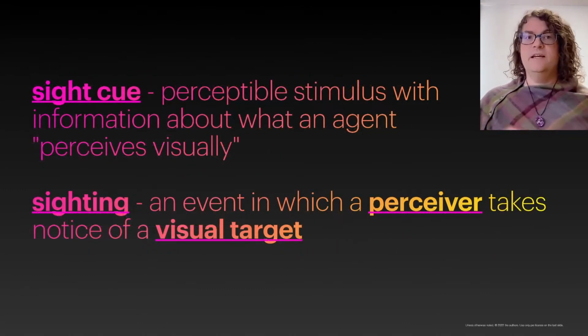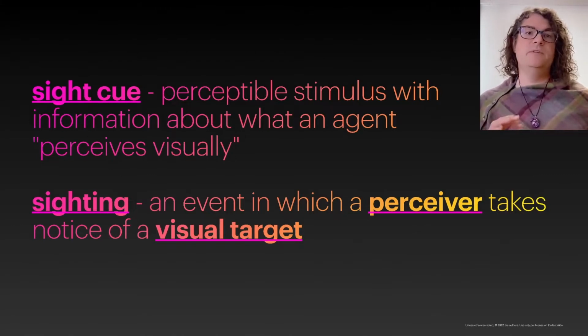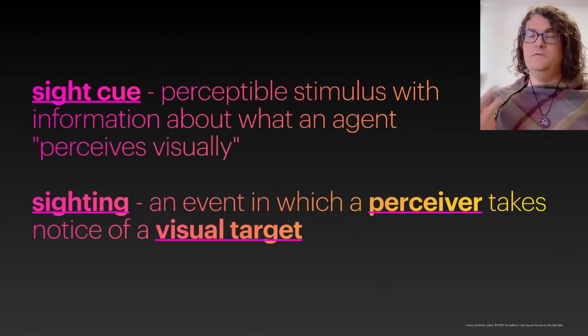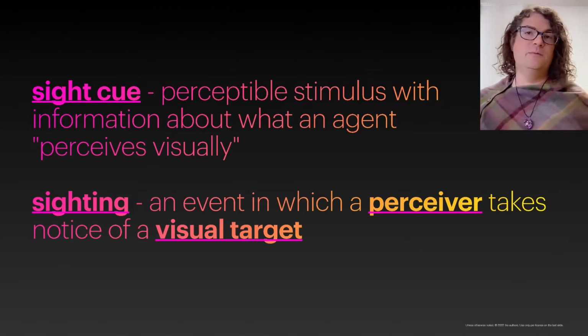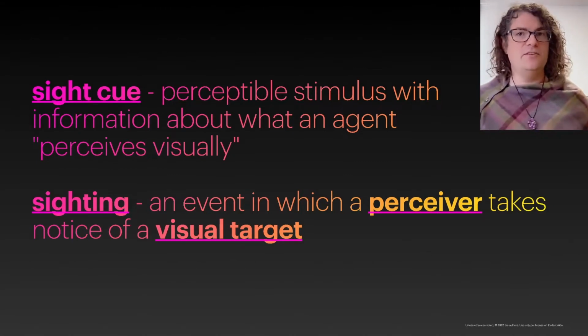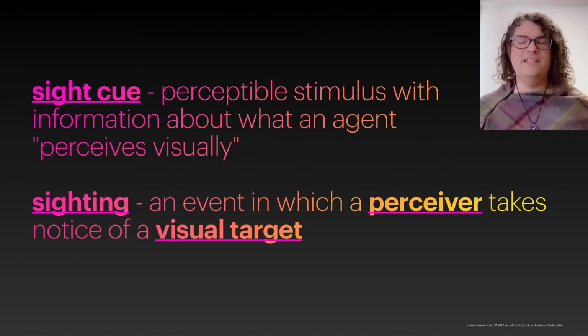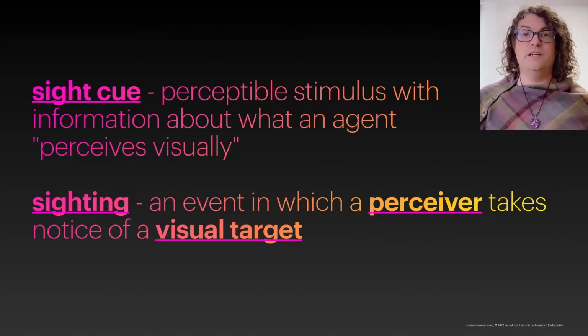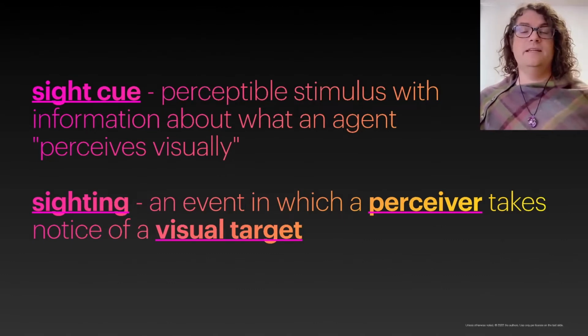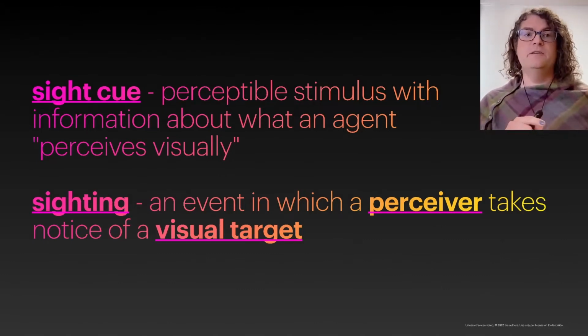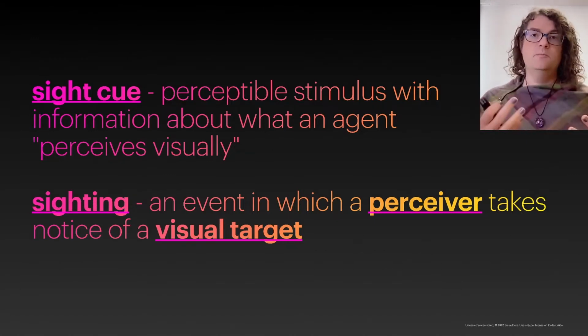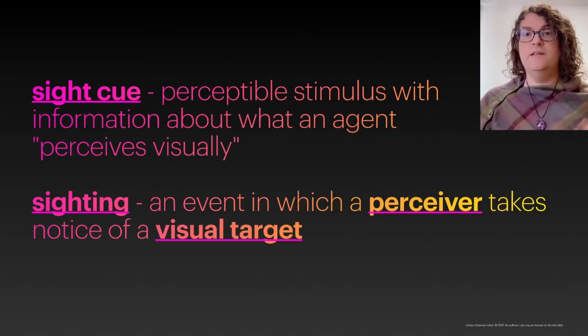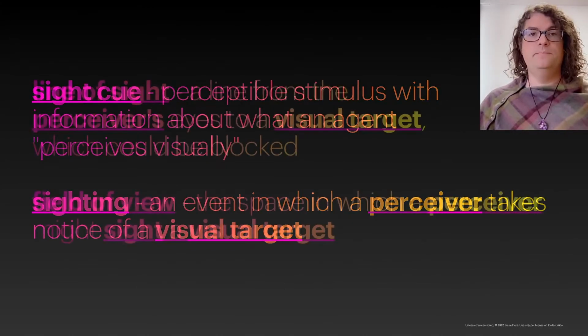We consider a sight cue to be any perceptible stimulus that indicates one agent visually perceives another agent. We put "visually perceives" in quotation marks because agents don't actually visually perceive each other in video games. It's essentially a mathematical calculation based on the geometry of the game world and the sensor characteristics. A sighting is any event in which a perceiver takes notice of a visual target. So anytime some agent in a video game notices another, that's what we're interested in.